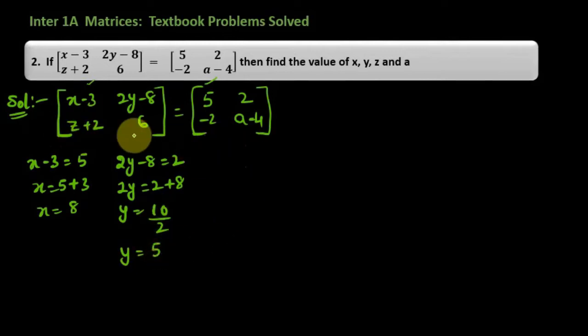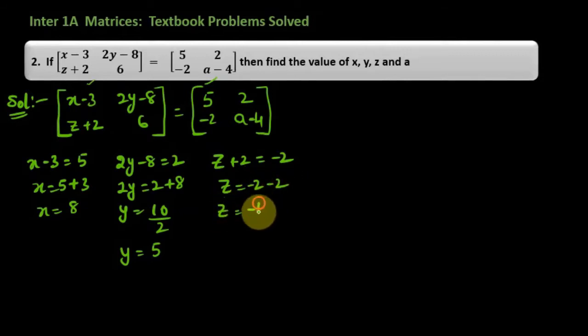Similarly, third element should be equated with third element of the other matrix, right? z plus 2 is equal to minus 2 means what? z equal to how much? Minus 2, again minus 2. So therefore z equal to minus 4. When both have same signs, we should add those numbers, right? So z value is minus 4.